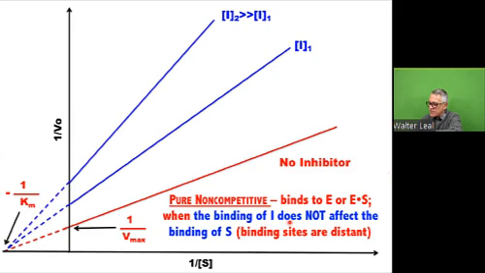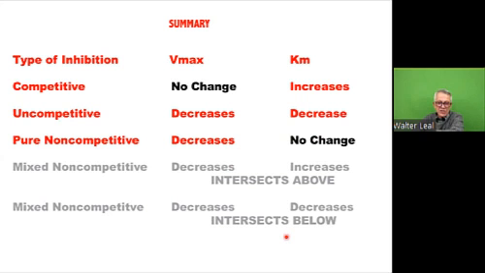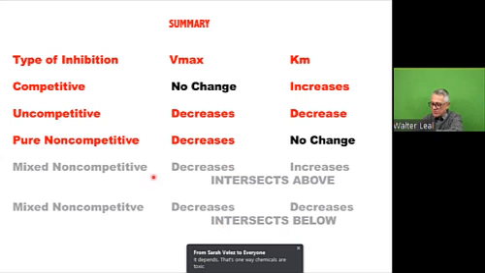So it's a pure non-competitive inhibitor that binds to the enzyme or the enzyme-substrate complex. When the binding of the inhibitor does not affect the binding of S, the binding sites are distant, and that is the situation that becomes pure non-competitive. We also talked in class about the mixed non-competitive, two different types, but this is very low yield for this level of class.